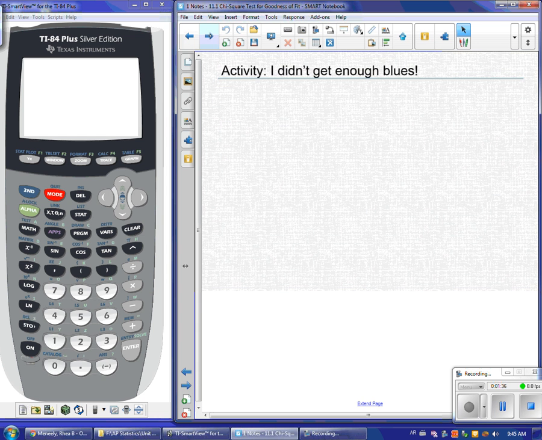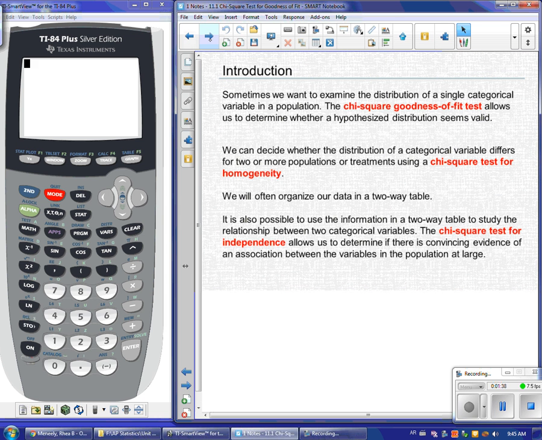Actually, I think some students prefer the chi-square distribution and chi-square test to other types of tests that we do. So as an introduction, sometimes we want to examine the distribution of a single categorical variable in a population. And the chi-square goodness of fit test allows us to determine whether a hypothesized distribution seems valid. So again, like colors of M&Ms.